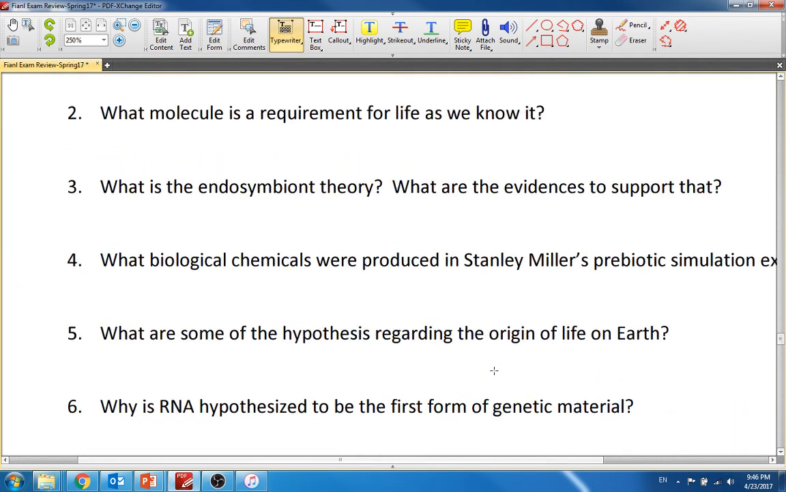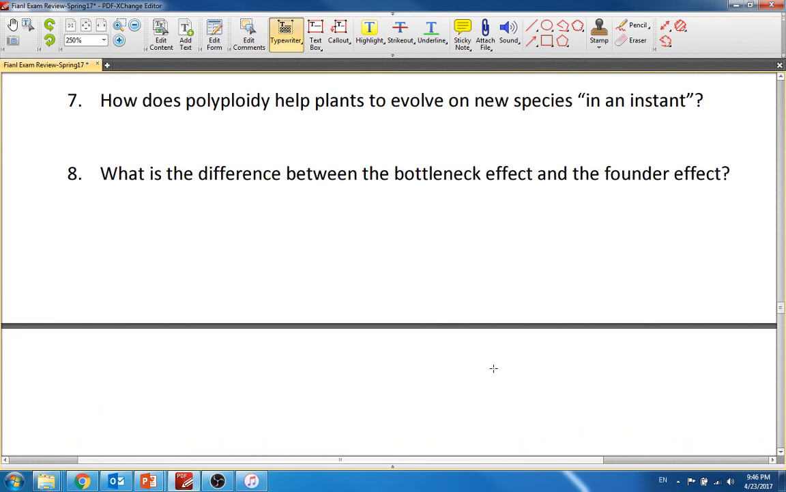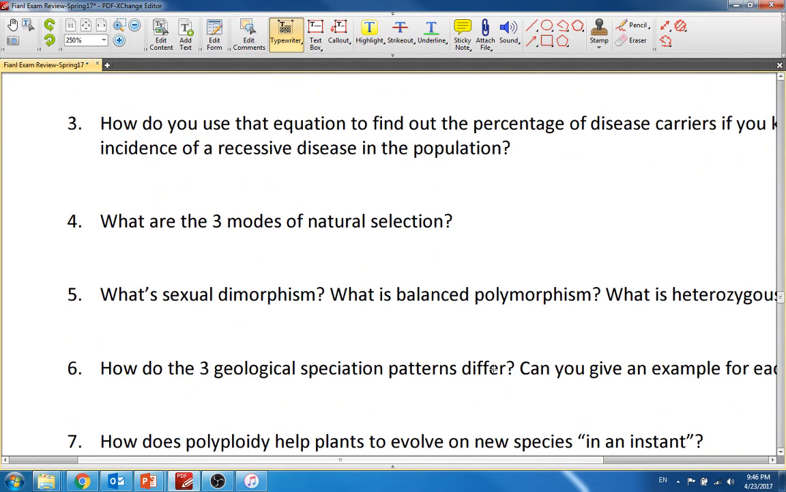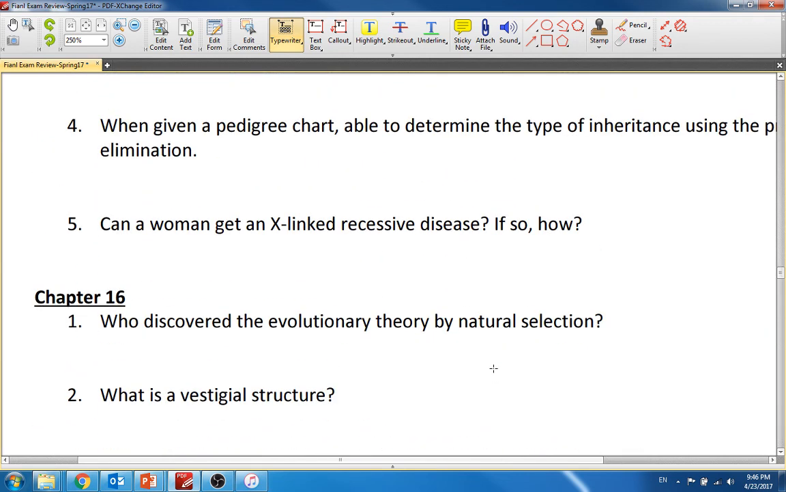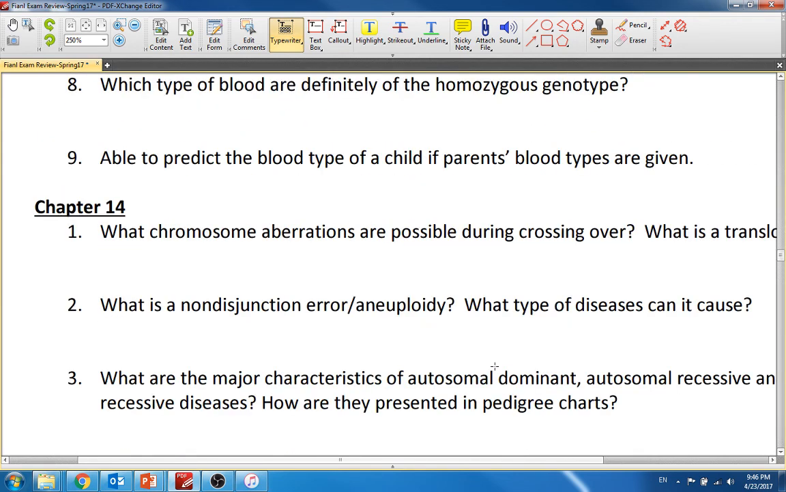The question asks you the probability of offspring with the same phenotype, right? The phenotype is basically being black or being white. So therefore 100% of them will have the same phenotype.